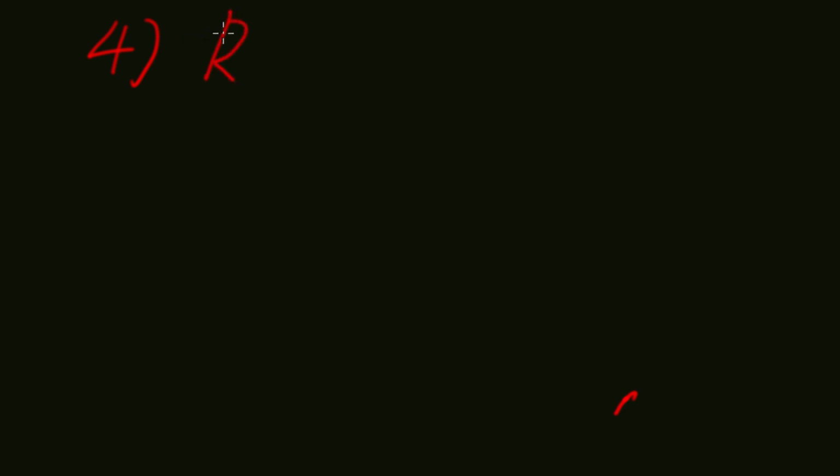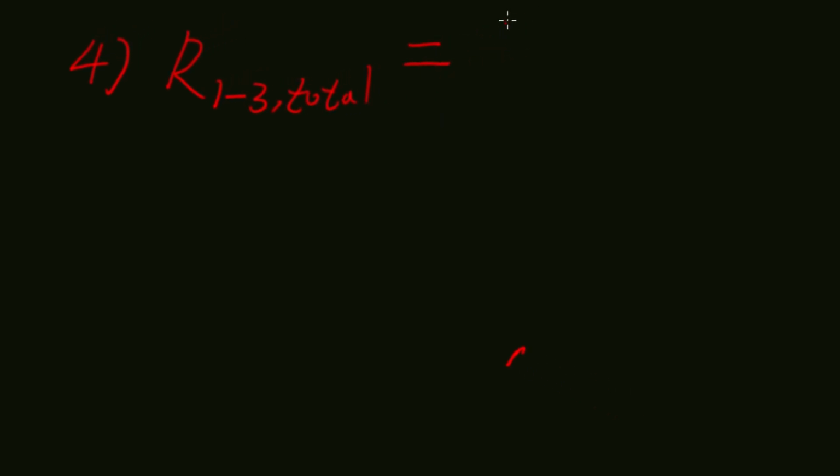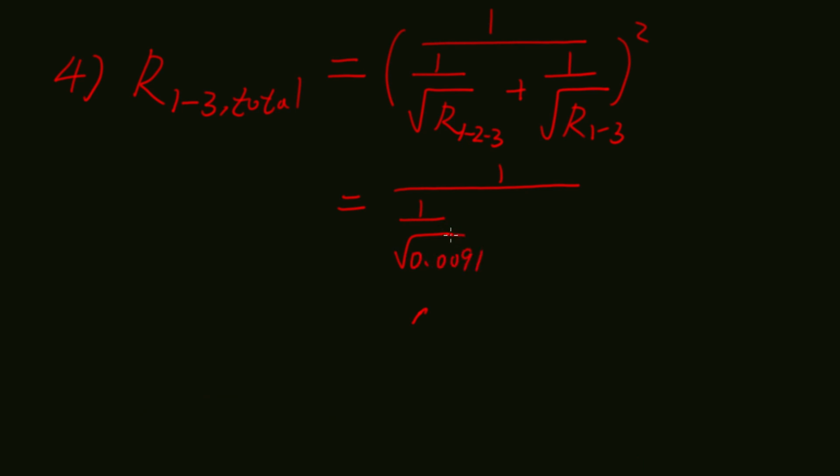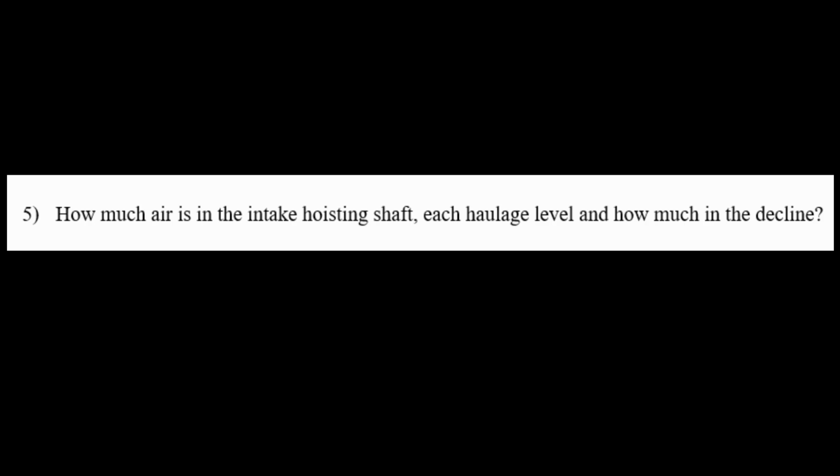Question 4, the resistance 1 to 3 total equals 1 divided by the square root of 1 divided by the square root of the resistance of 1 to 3, plus 1 divided by the square root of the resistance of 1, 2, 3, all squared. That equals 1 divided by the square root of 0.0091 plus 1 divided by the square root of 0.04, squared, which equals 0.00417.